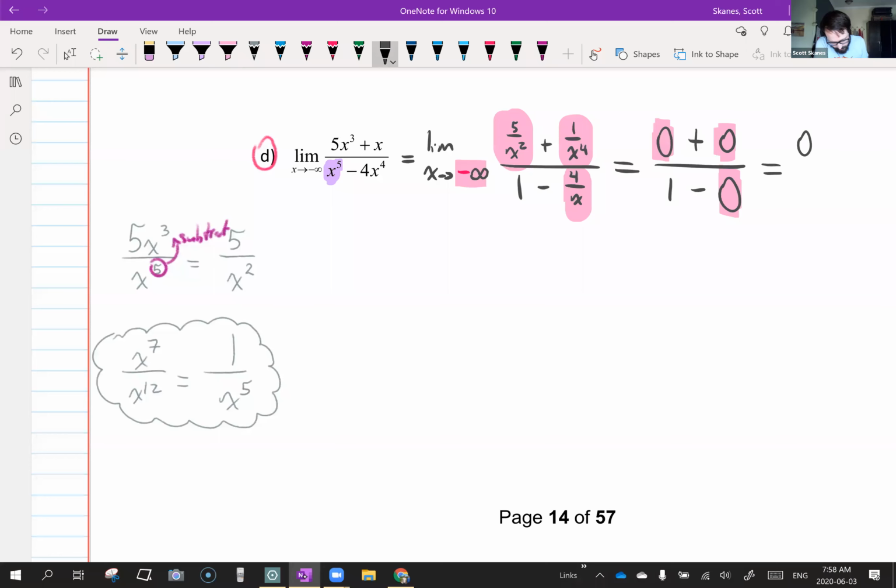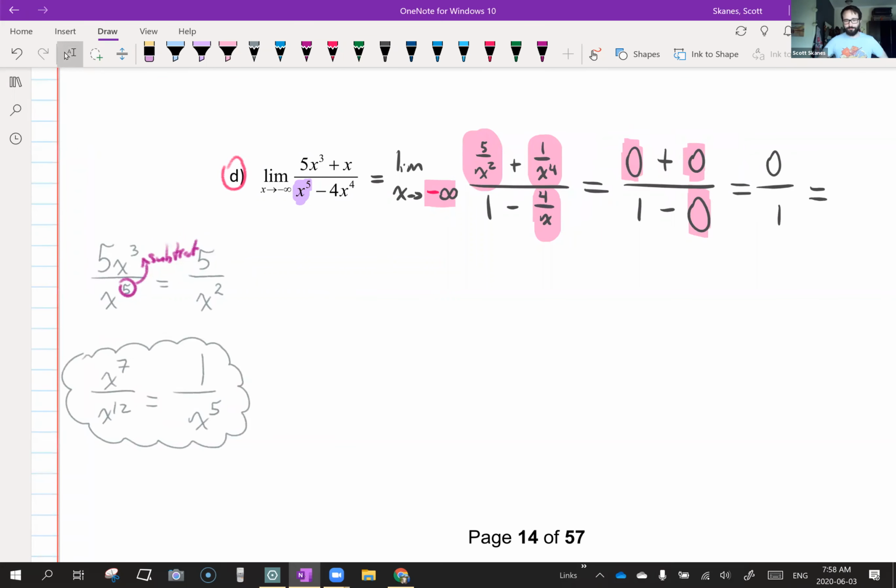This is 0 over 1. What's our answer? What's 0 divided by 1? Do not tell me error. Don't tell me error. It's not error. It's 0. No one said error. Maybe I said it first. But it's 0. And check it on your calculator if you need to. 0 divided by 1? 0.